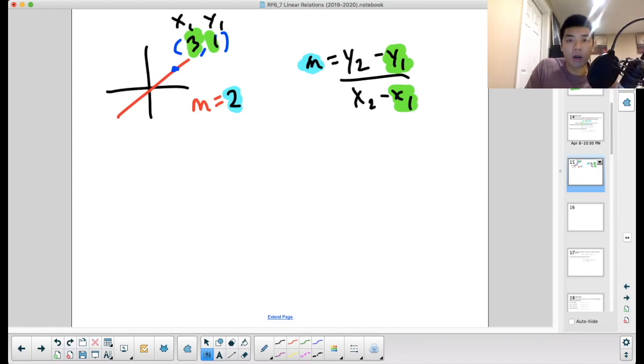Now, what happens to the x2, y2? Well, that would just essentially be some other point over here. It could be another point right here. It could be a point right there. We don't really know what it is.